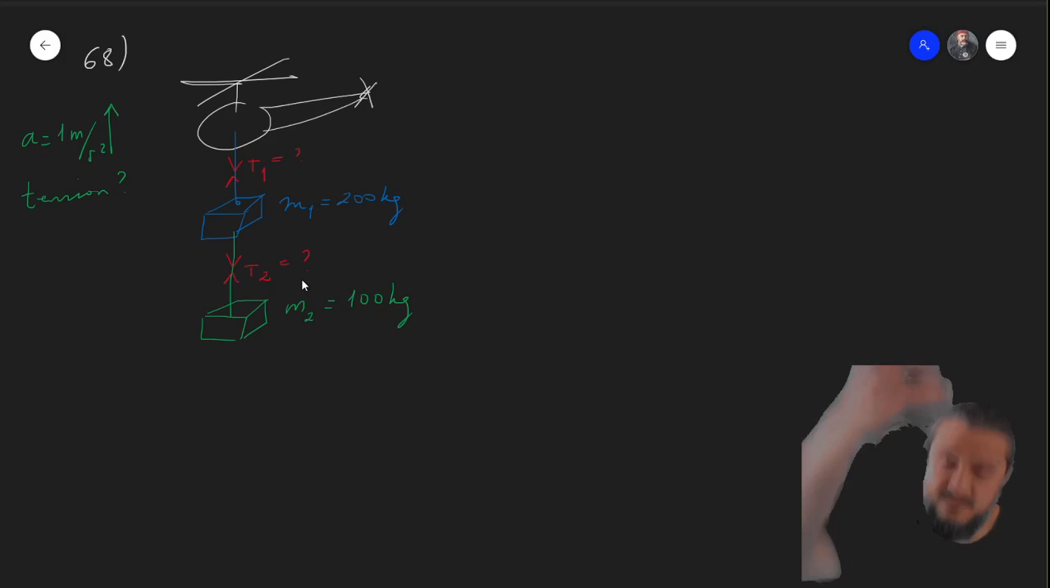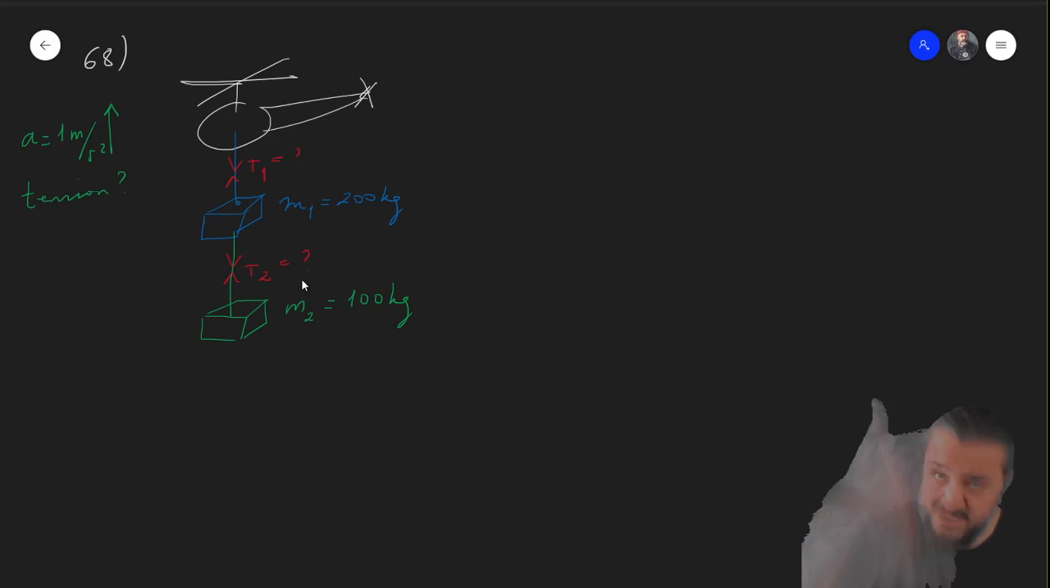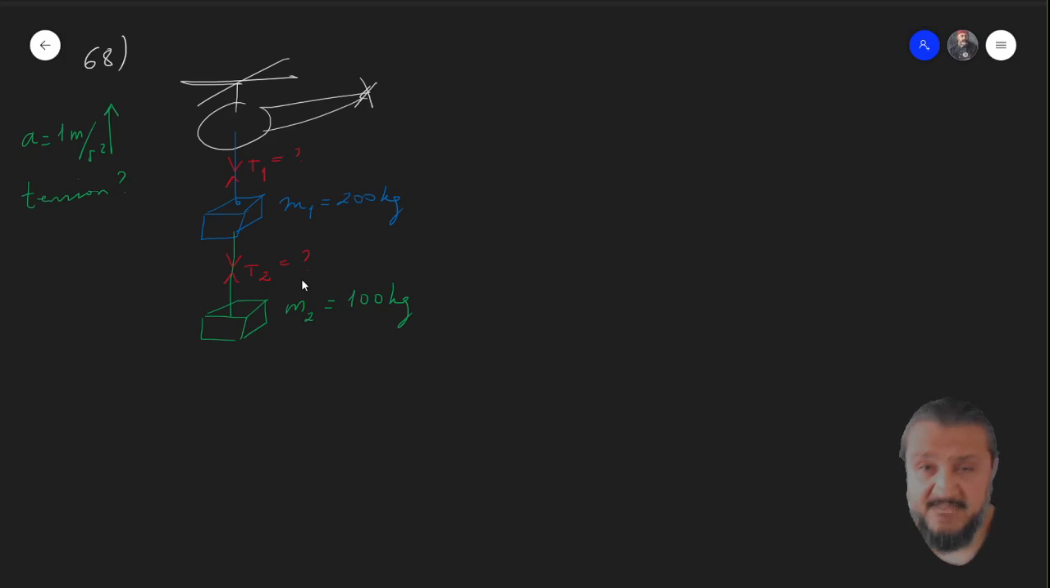There's only one dimension, the y direction, that is actually useful. There's nothing really happening in the x direction or the horizontal direction. So where do we get two equations? In the previous examples, we had at least x and y directions, so we could have two equations. But how are we going to get two equations in this example? Simple. We're going to draw two free body diagrams. Actually, for each mass, we're going to draw a separate free body diagram.